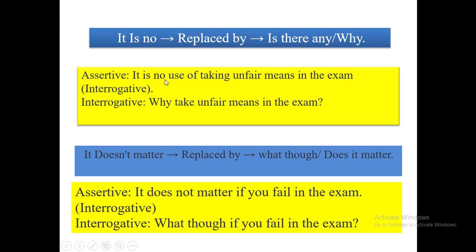Another example, it is no use of taking unfair means in the exam. Make it interrogative. It is no is replaced by is there any or why. Here we use why. Why take unfair means in the exam? Another example, it does not matter if you fail in the exam. It doesn't matter is replaced by what though. Then our sentence will be what though if you fail in the exam?